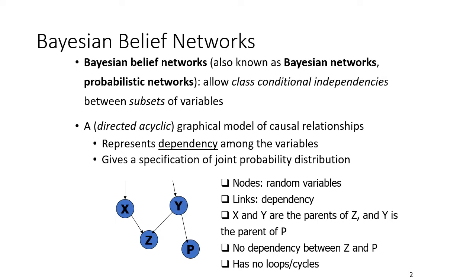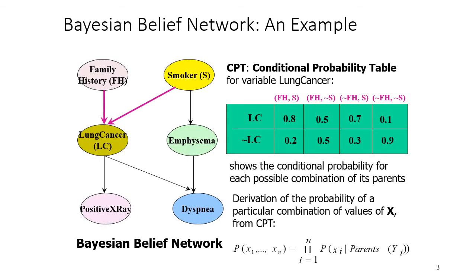What we specify here are nodes, which are basically random variables, and links, which are basically dependencies, and we can represent a parent-child relationship here. There can be some variables which do not have dependency, and being an acyclic graph, we do not have loops or cycles.